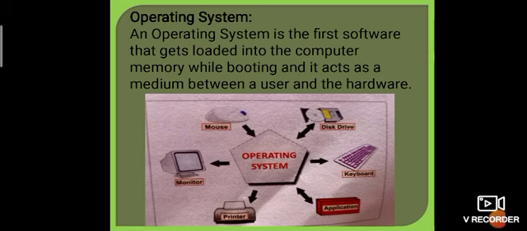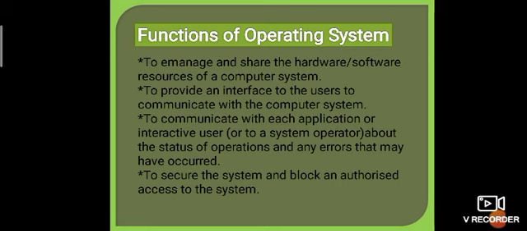Some popular operating systems we have: Windows, Mac operating system, Linux or disk operating system, DOS. Functions of operating system: to manage and share the hardware and software resources of a computer, to provide an interface to the user to communicate with the computer, to communicate with each application or interactive users about the status of operations and every error that may have occurred, to secure the system and block unauthorized access to the system.